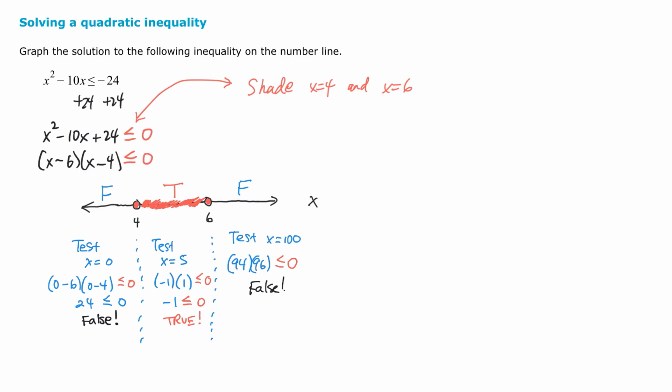Our final answer is what? We could write our final answer in interval notation. It simply matches your graph. Bracket, 4, 6, and then bracket. Order matters here, so it's bracket, 4, 6, bracket. Yeah, you're reading this from left to right on the number line.